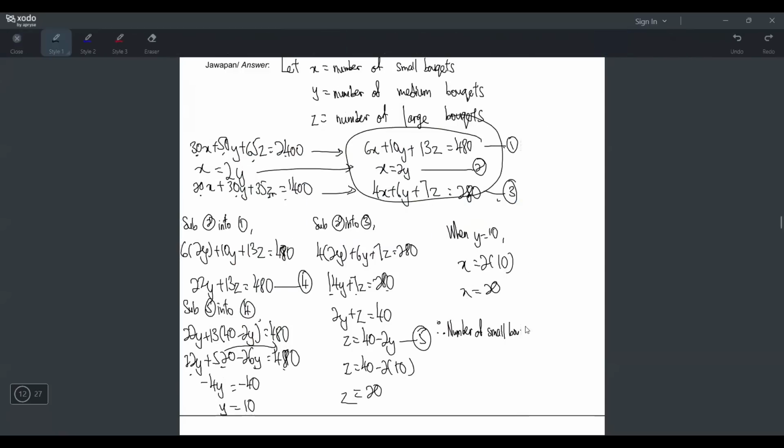Okay, so you should write number of small bouquets equals 20 because x is 20. And then number of medium size chocolate bouquets is y, which is 10, right? Okay, 10. And then the last one, number of large size chocolate bouquets is z, which is 20, right? So this is how you should write it in the exam, right?